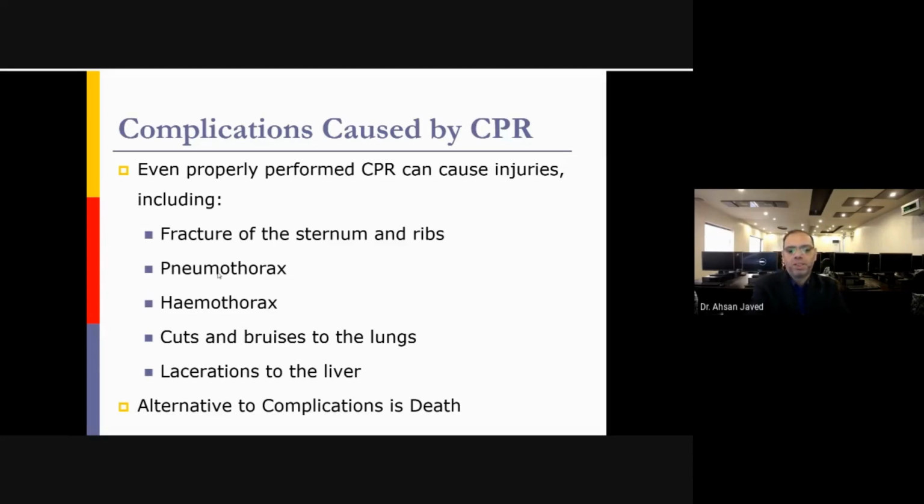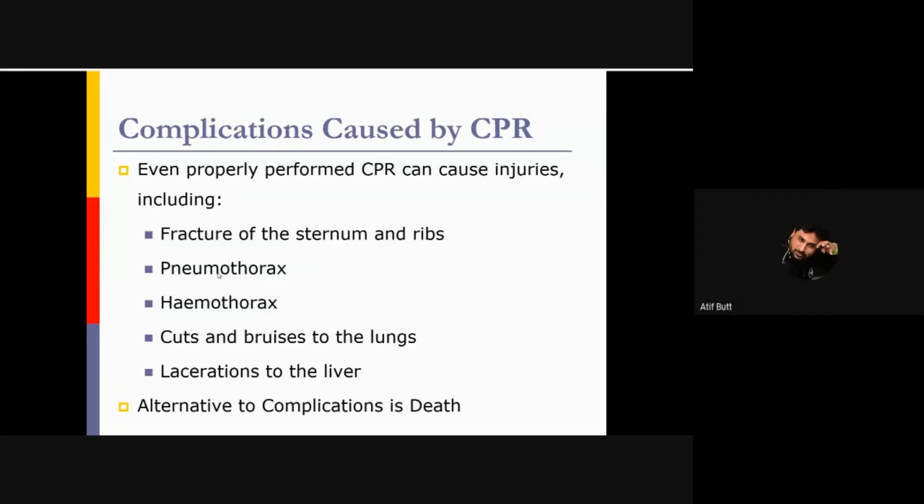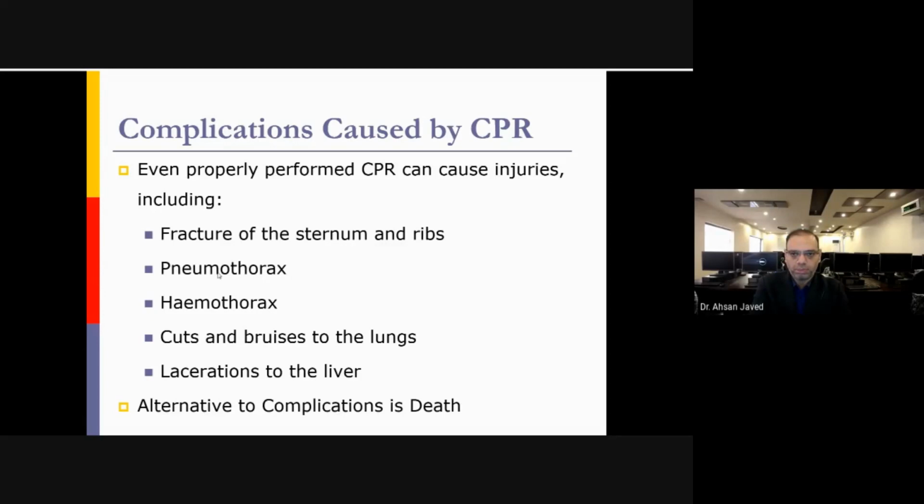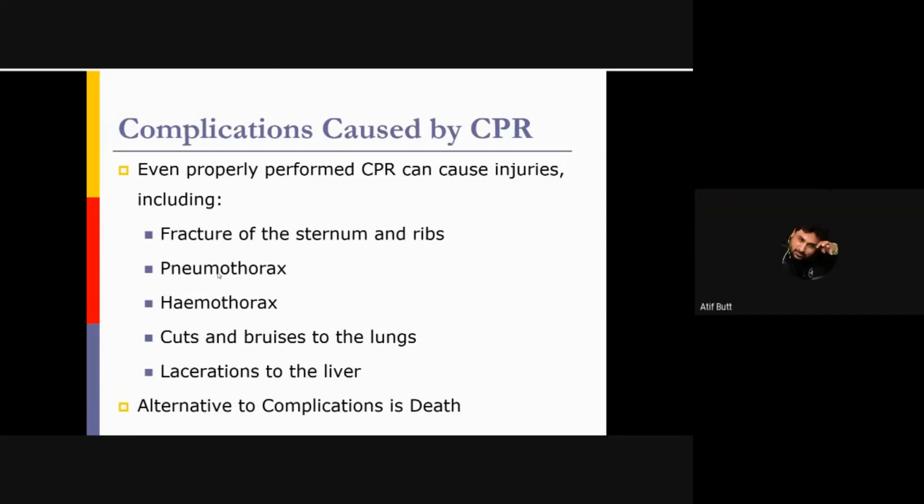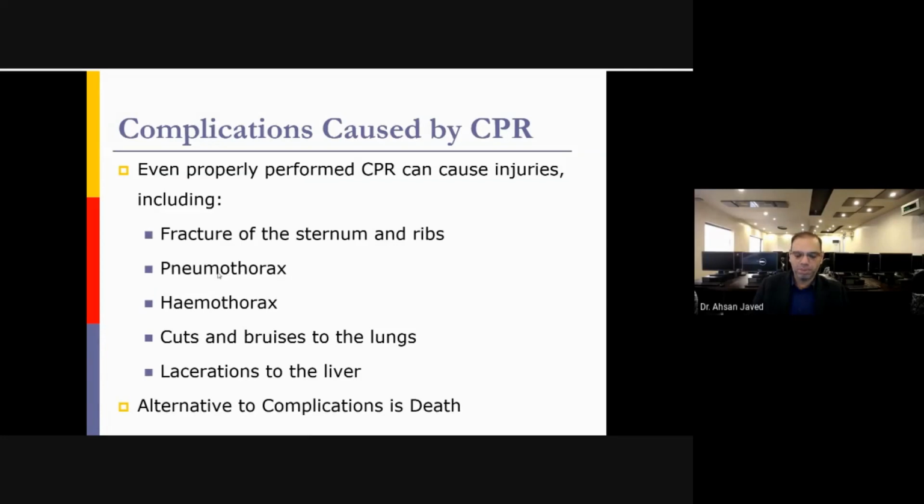Alternative to complications is death. Remember, alternative to these complications is death. You are performing the CPR rightly, there can be associated complications, but alternative to these complications is death. So there is always a choice that has to be made, and the choice is always saving the life of that person.